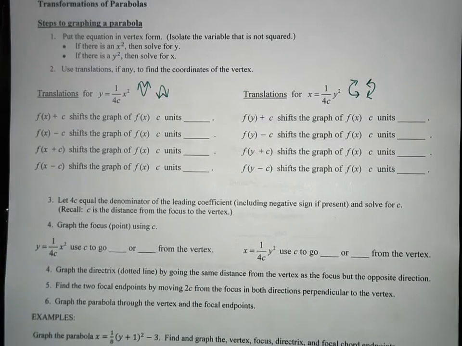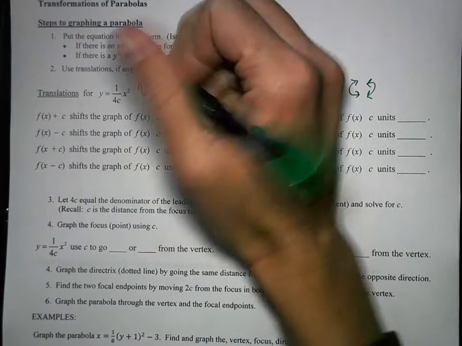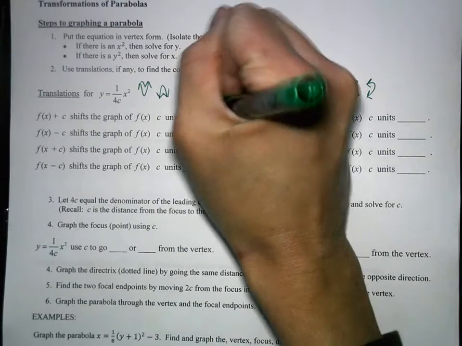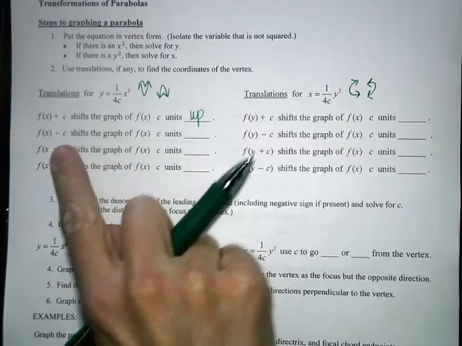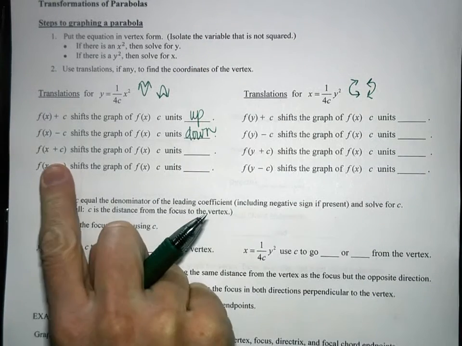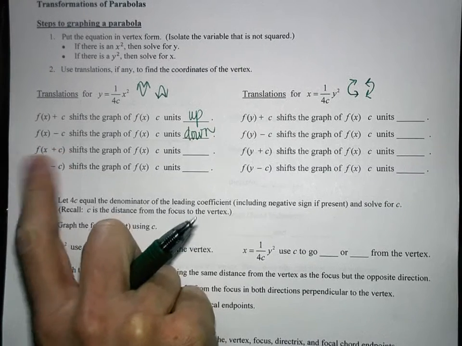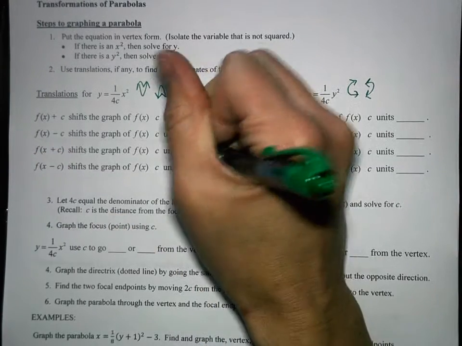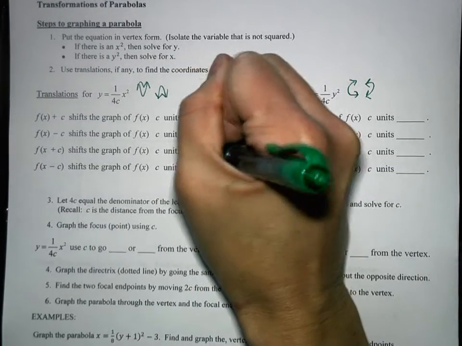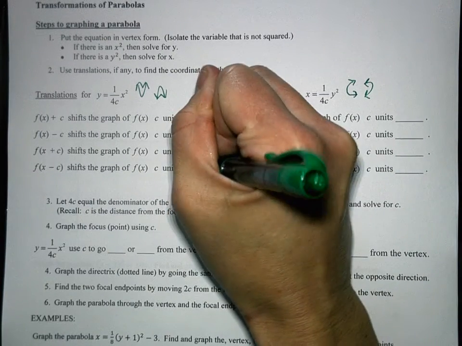In terms of translating, if you have adding c here at the end, it is going to go up. If you have a minus c, it's going to go down. If you have plus c in there, you would be setting that equal to 0, and that means that it'd be translating negative c on the x-axis, so that means that would be left, where here when you have x minus c, it would be translating right.